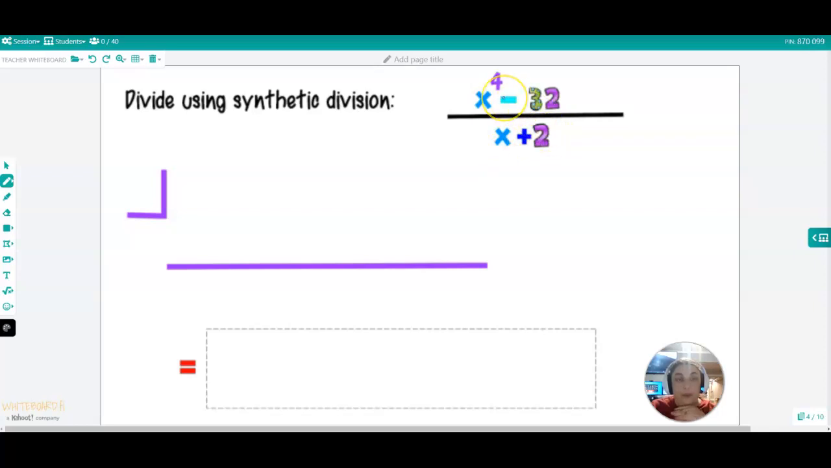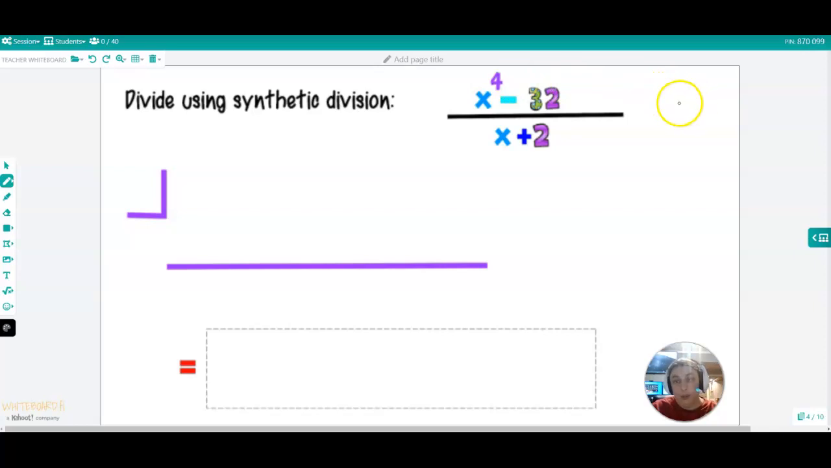So, in order to use synthetic division, or any kind of division with polynomials, we have to make sure that we're in standard form. So we need to be in order of the degree of x. So the highest degree is first, the next is second, the next is third, and so on. So we need to make sure that we're in order for this. It will not work out if you're not putting it in order.